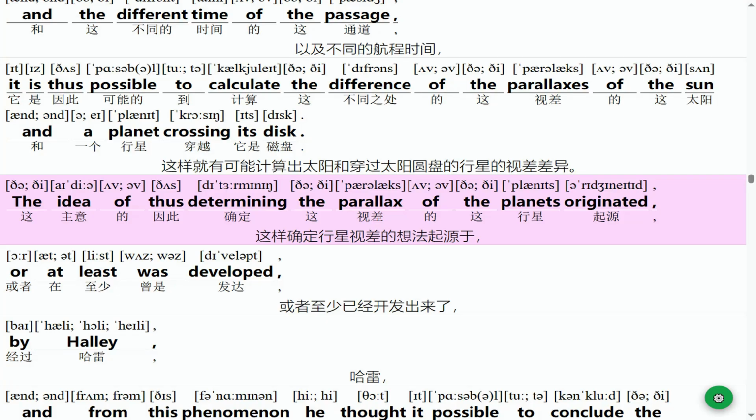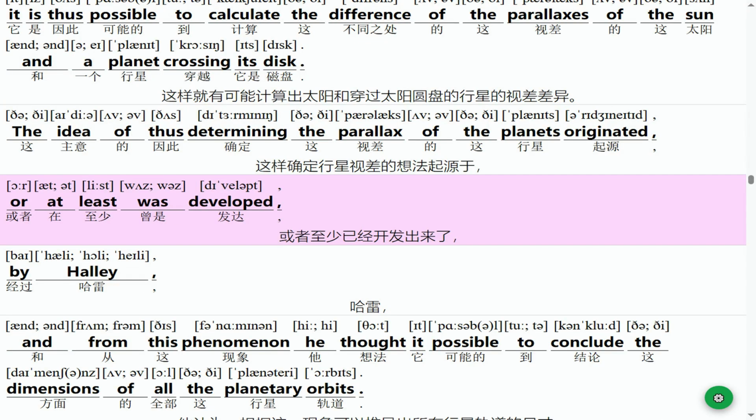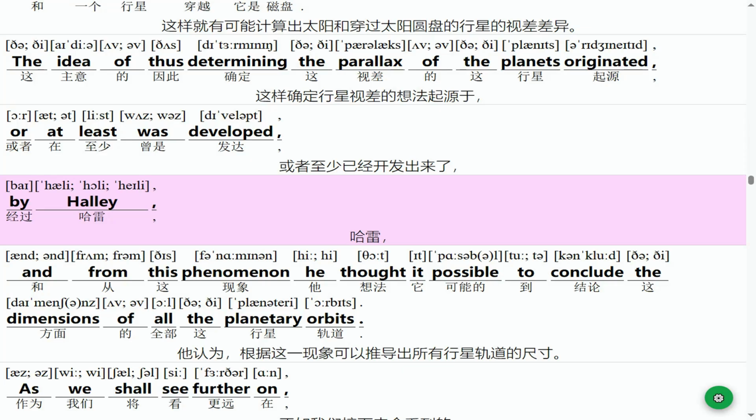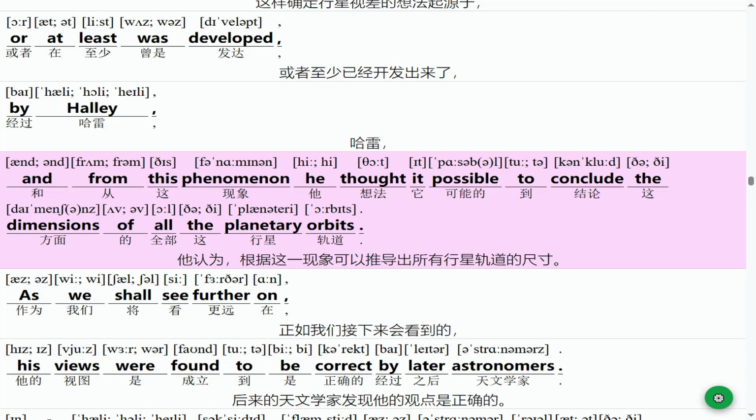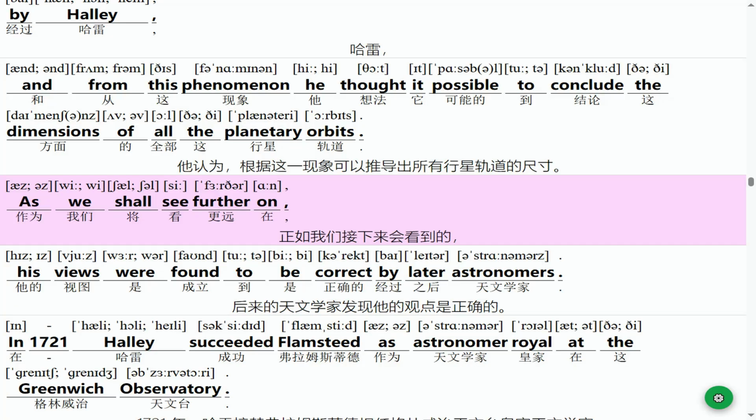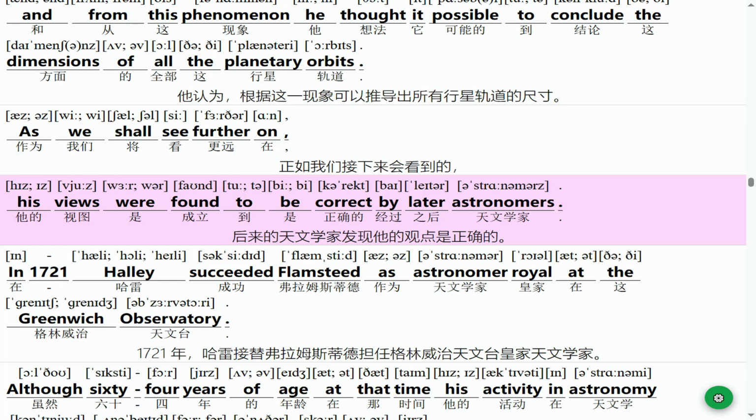The idea of thus determining the parallax of the planets originated, or at least was developed, by Halley, and from this phenomenon he thought it possible to conclude the dimensions of all the planetary orbits. As we shall see further on, his views were found to be correct by later astronomers.